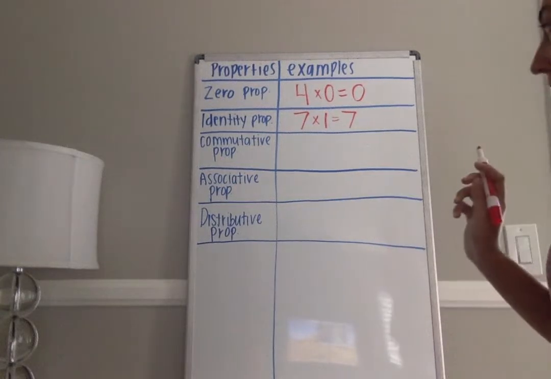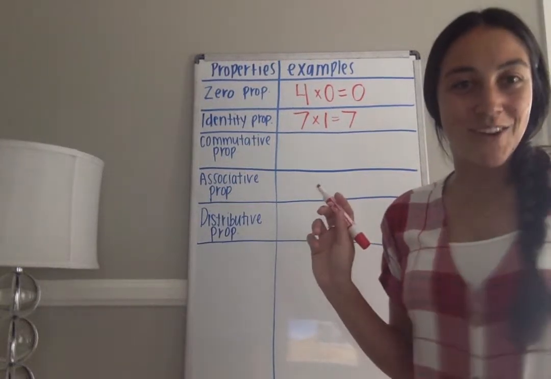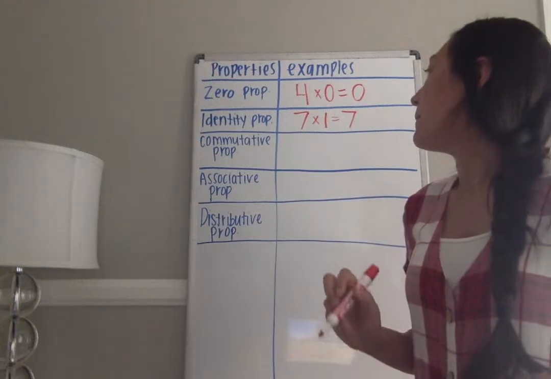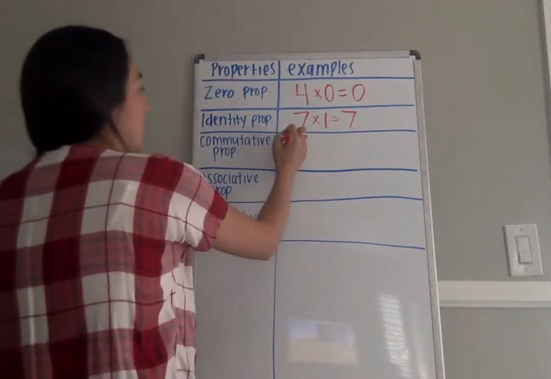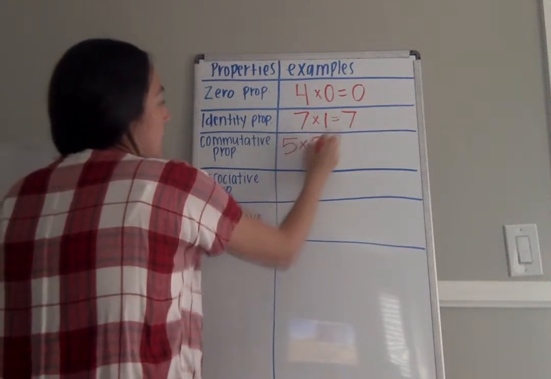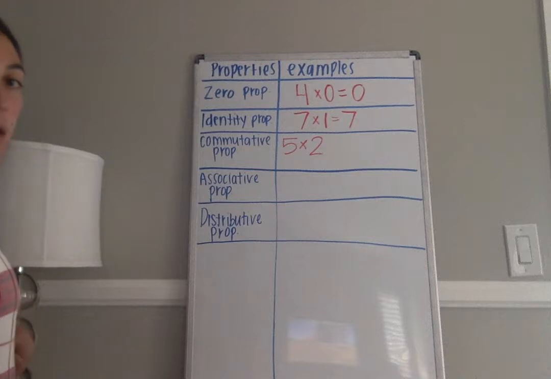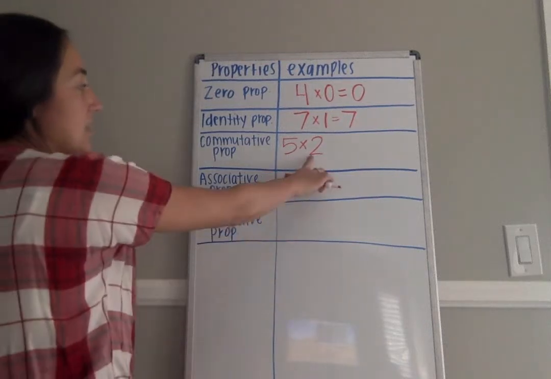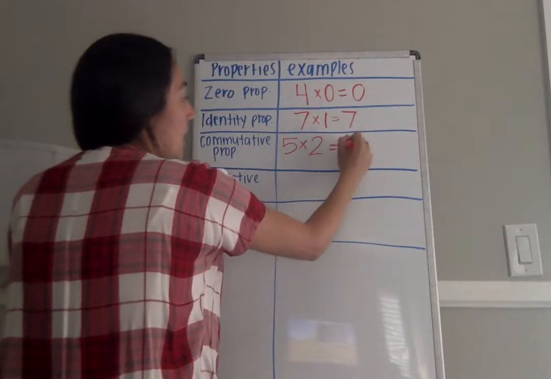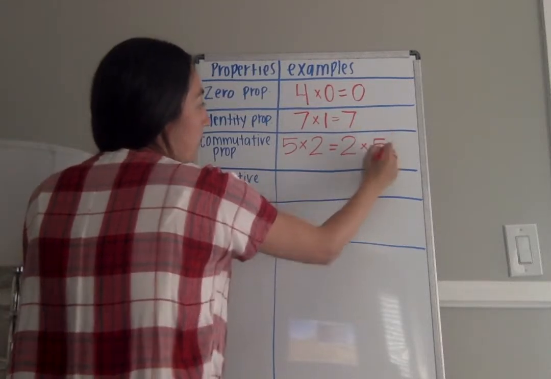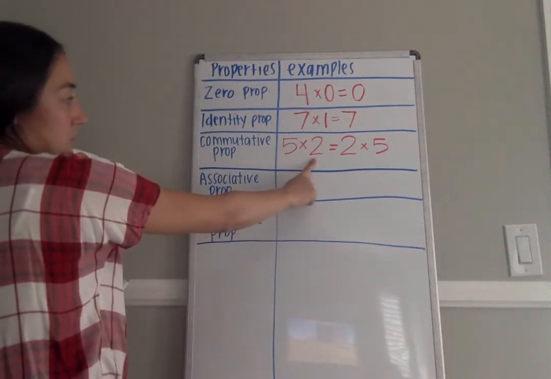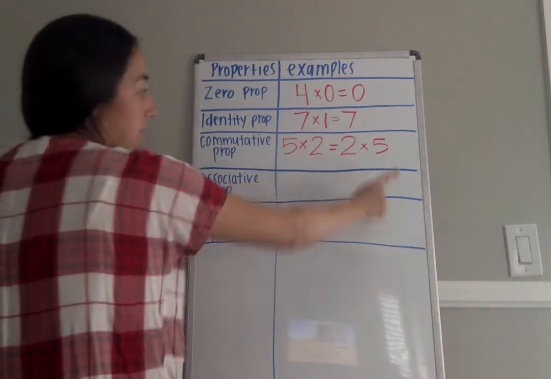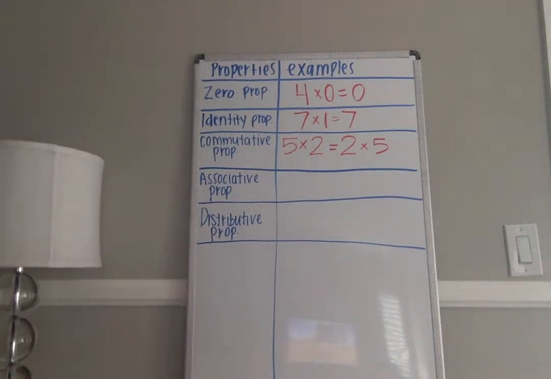The commutative property, a lot of us in class know this as the flip-flop property. So again, if I have a number such as 5 times 2, the commutative property of multiplication is going to say that this same problem right here is equal to itself. But again, we just flip the numbers. So instead of saying 5 times 2, we would say 2 times 5. And we know that both of those answers equal 10.